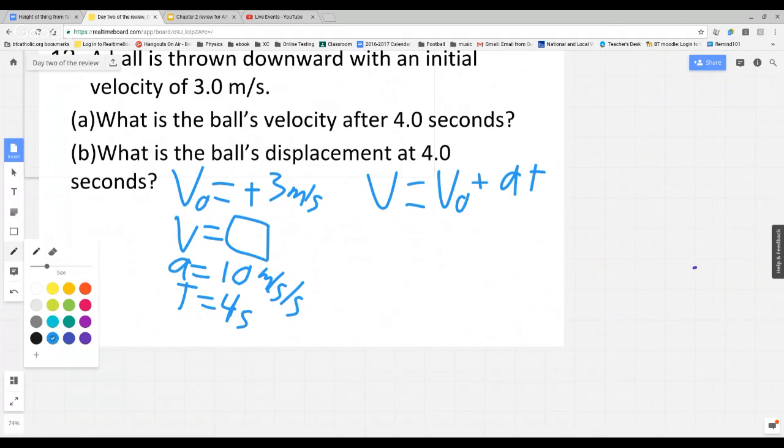We know acceleration. What's the variable for displacement? Displacement is x.